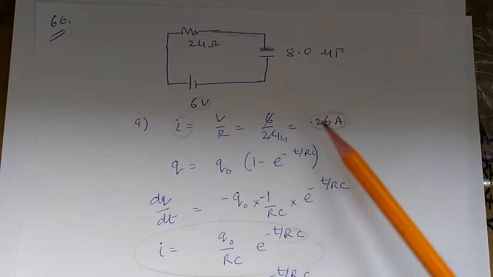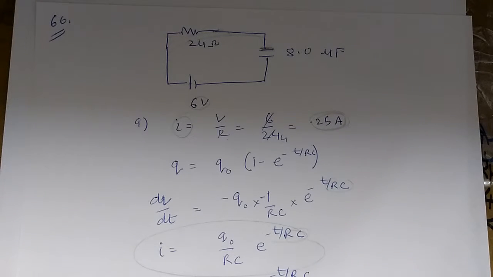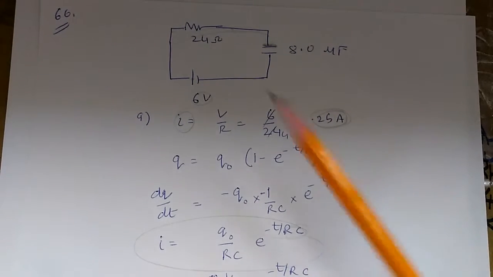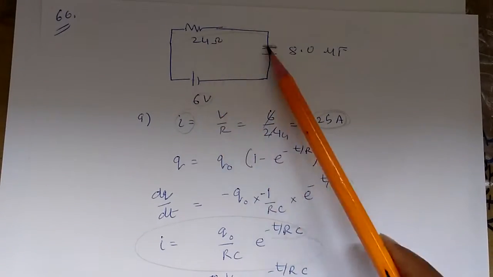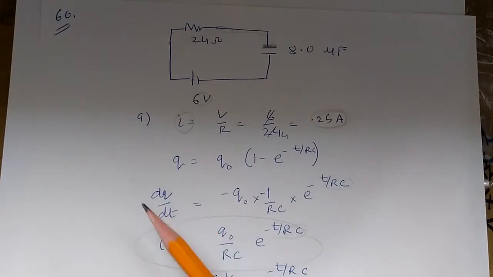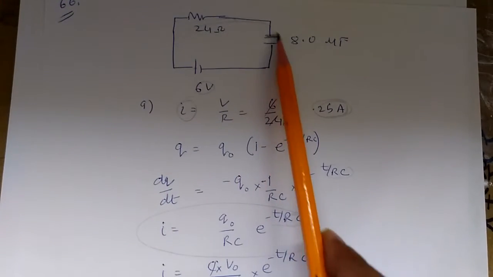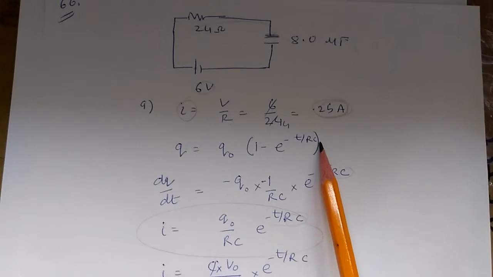Later on, after some time, it starts reducing to 0.2, 0.1, 0.05, and so on, and finally to 0. When the voltage on the capacitor becomes equal to the battery voltage, there will be no current through the resistor. Now the formula for the charge on this capacitor is Q equal to Q naught times (1 minus e to the power minus t by RC).